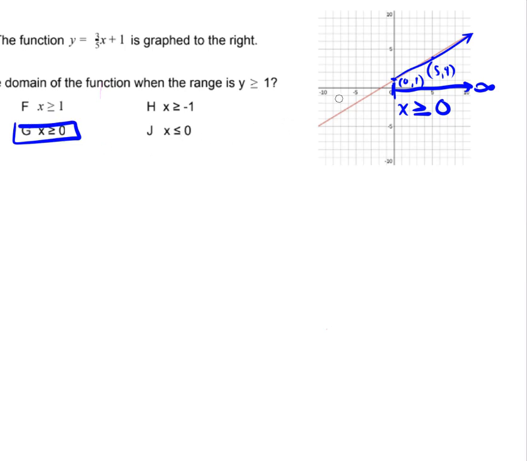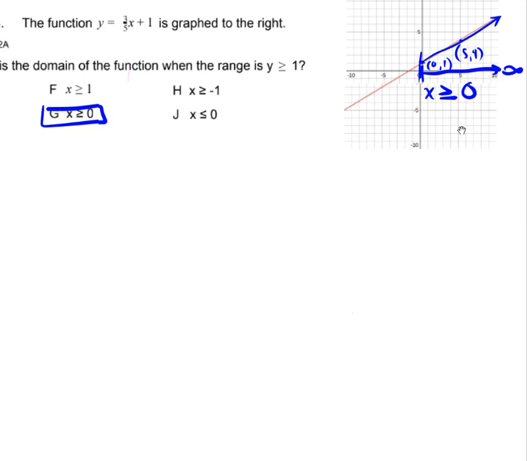If I'd said x is less than or equal to 0, all those values would be over this way, and all those y values would actually be less than 1. Does that make sense? So anyway, that's how you solve that one. You basically figure out where y equals 1 or becomes higher than 1. And then you figure out what the x values are that correspond to make that happen, right? So anyway, x is greater than or equal to 0.